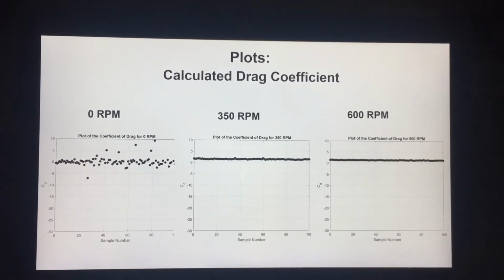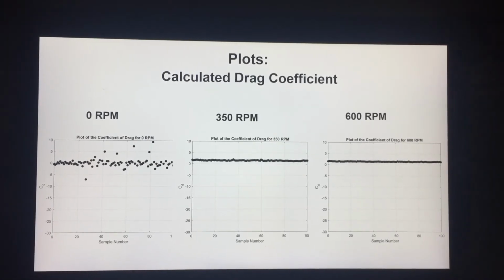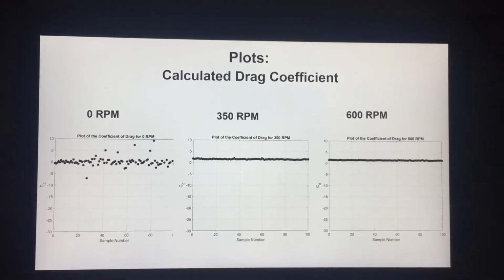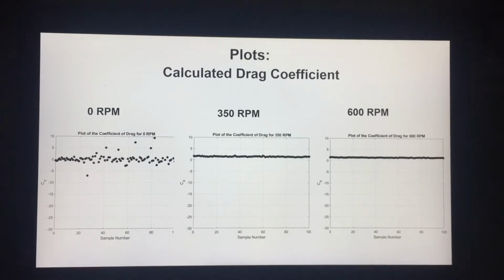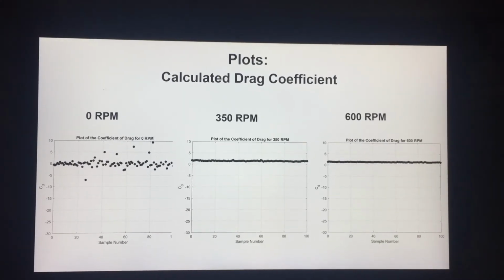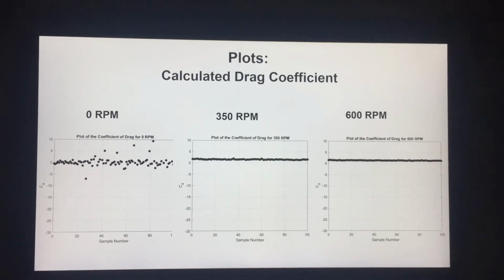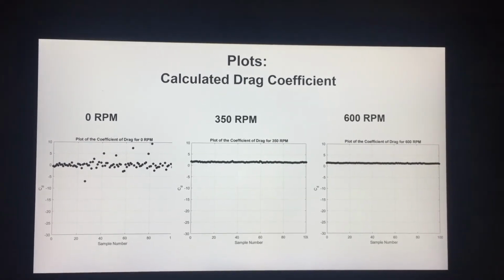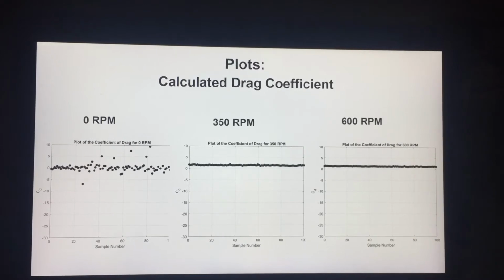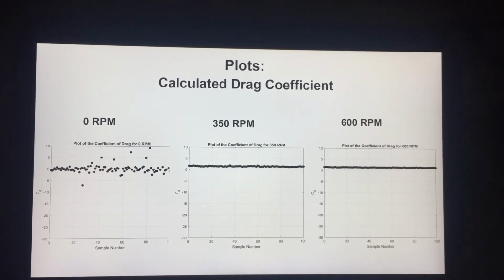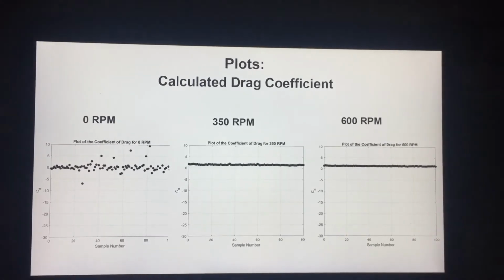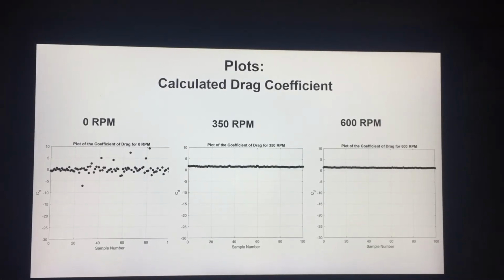For 300 RPM, the coefficient of drag is positive and nearly constant over the 100 different samples. The mean coefficient of drag value for the 300 RPM test was 1.55. For 600 RPM, the coefficient of drag is also positive and nearly constant over the 100 different samples. The mean coefficient of drag value for the 600 RPM test was 1.39.